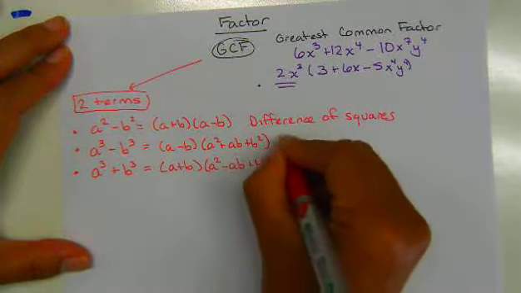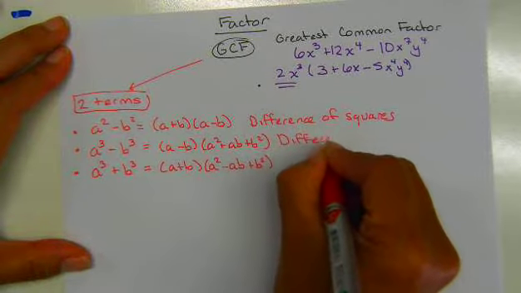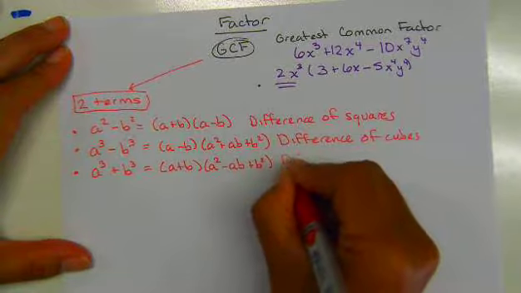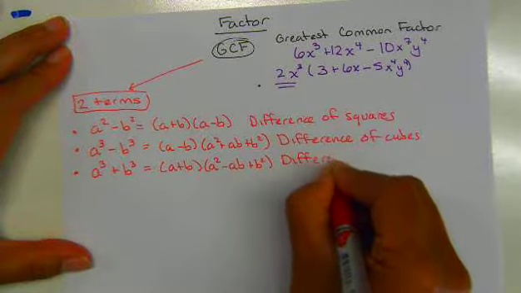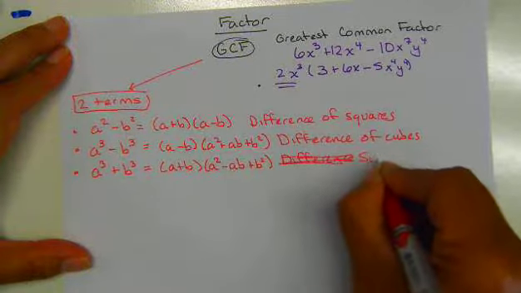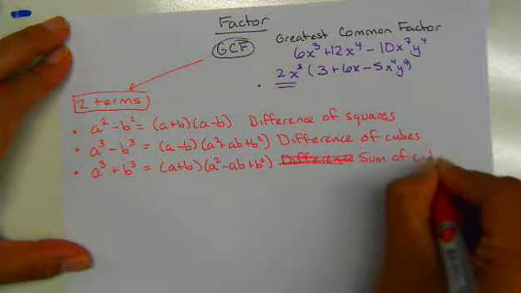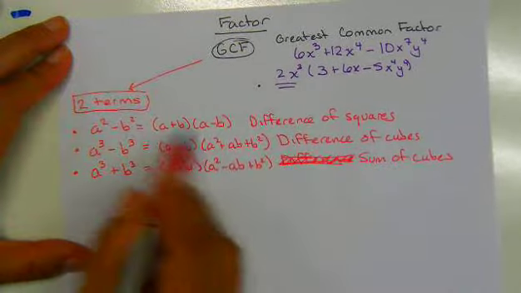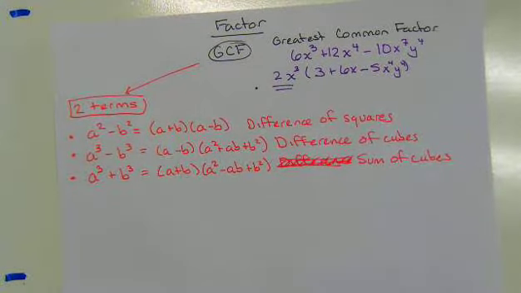So this would be a difference of cubes. And this would be, oh, not a difference. This would be a sum of cubes. These formulas are kind of useful, so you might want to stick them into your notes somewhere to grab when you need them. All right.